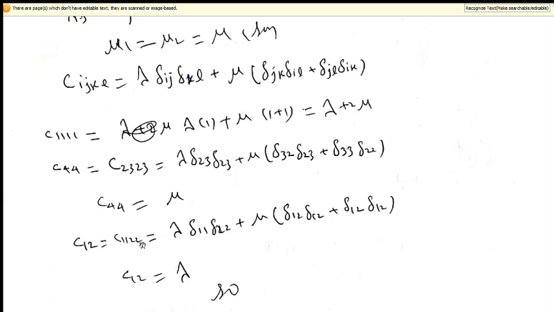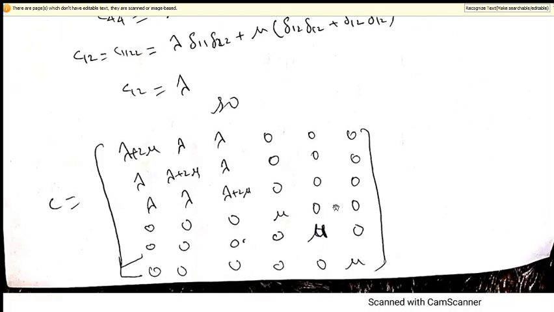So we are left with the off diagonal components. They are C12, that is C1122: lambda delta 11 delta 22 plus mu delta 12 delta 12 plus delta 12 delta 12. This would be 0, this would also be 0, and we have only C12 equal to lambda. So we have this type of elasticity matrix for an isotropic continuum: lambda plus 2 mu, lambda plus 2 mu, lambda plus 2 mu, mu, mu, and mu, lambda, lambda, and lambda. So you can see that there are only 2 independent elasticity constants, lambda and mu. If you have lambda and mu, you have the whole matrix C with the help of these 2 numbers. These constants are basically called Lame's constants.